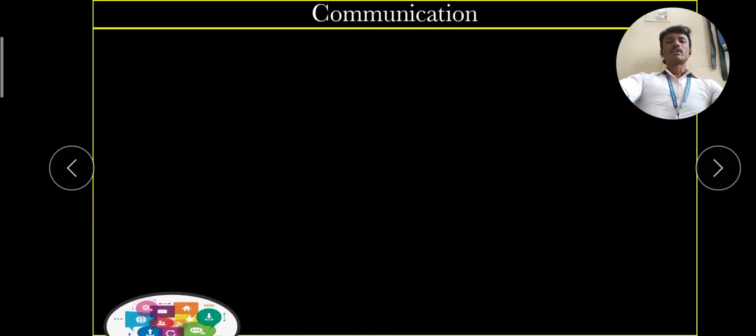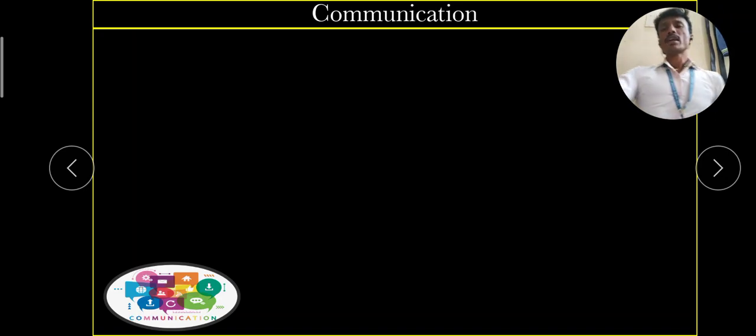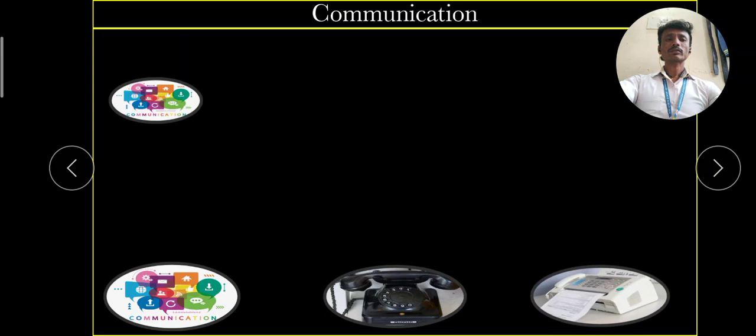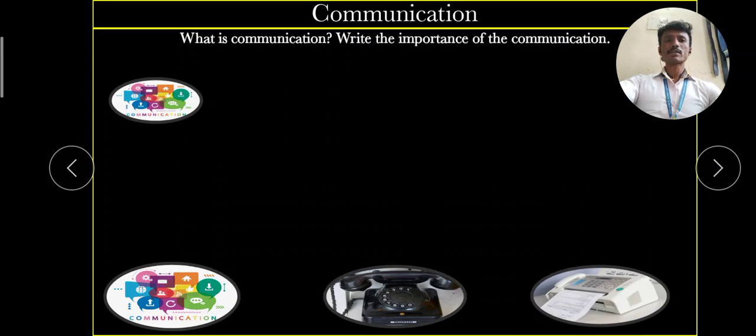Then, after transport, the important topic is communication. What we learned previously was detailed information only about transport. Now we have to learn in detail about communication. What is the meaning of communication, or what is communication? Write the importance of communication.